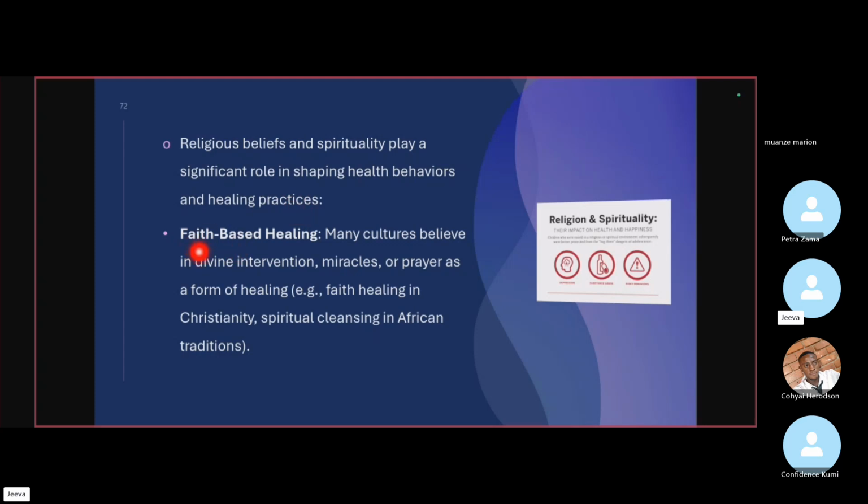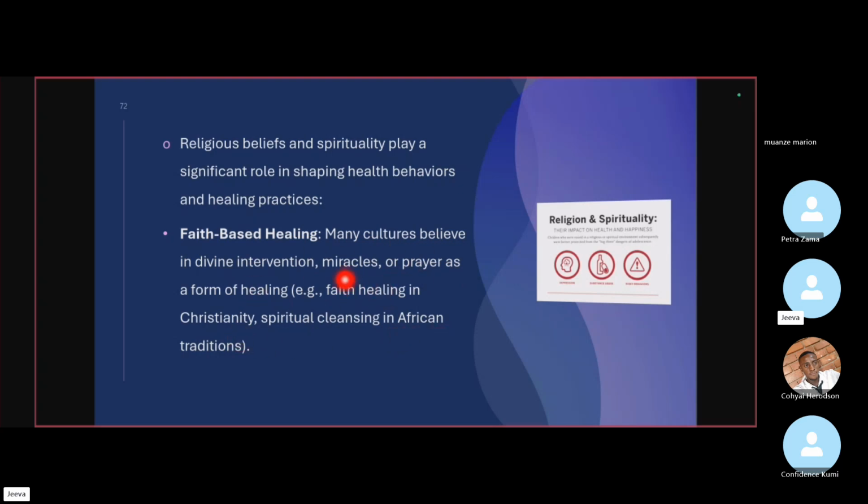Some are believing in their faith. There are faith-based healings. Many cultures will believe in divine interventions, like miracles, or that through their prayers they can get healing. For example, faith healing in Christianity or spiritual cleansing in African traditions. So there are faith-based healings.